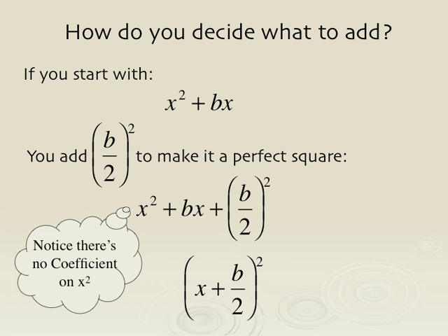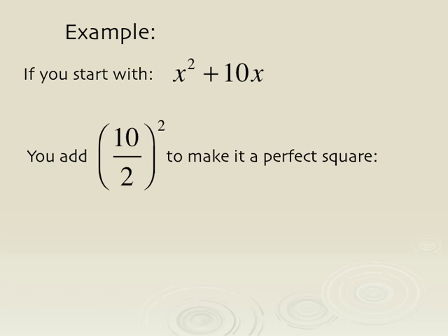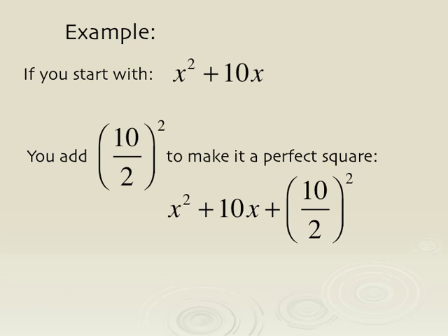So let's look at this with a number that'll make it a little easier. Here's an example. If I start with x squared plus 10x, and I want to know what I have to add to this to make it a perfect square trinomial, I'm going to take 10 and divide it in half. That's 5. And then I'll take that and square it. So I'm going to have to add 25 to make this a perfect square. When I factor it then, it's going to factor into x plus 10 over 2, also known as 5, squared.